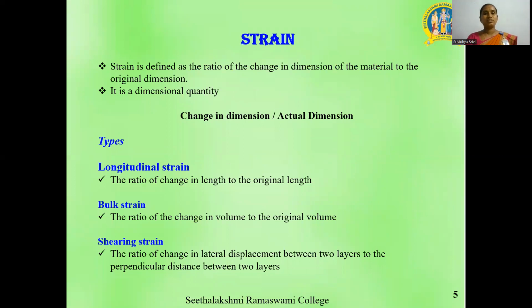Strain. Strain is defined as the ratio of the change in dimension of the material to the original dimensions. It is a dimensionless quantity. That is, change in dimension divided by actual dimension. There are three different types: longitudinal strain, bulk strain, and shearing strain. The ratio of change in length to the original length is called longitudinal strain. Bulk strain: the ratio of the change in volume to the original volume. Shearing strain: the ratio of the lateral displacement between two layers to the perpendicular distance between the two layers.